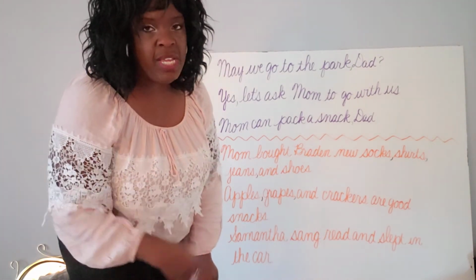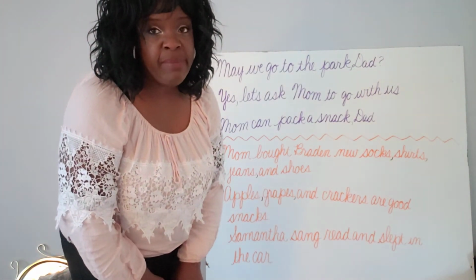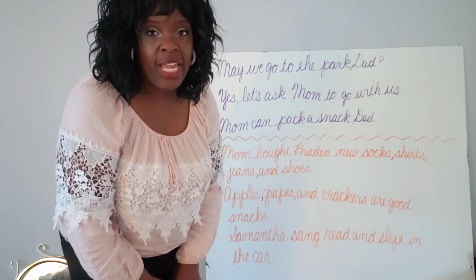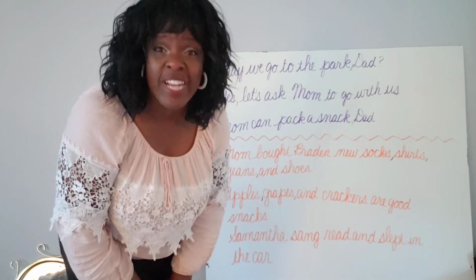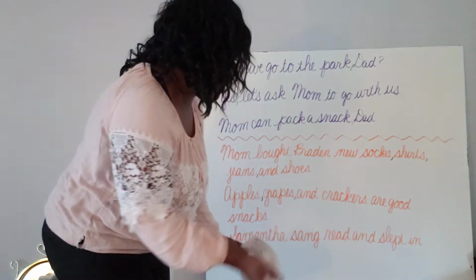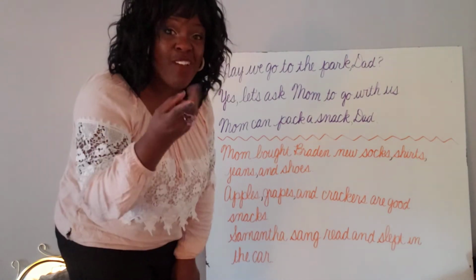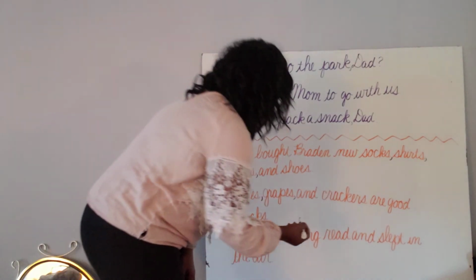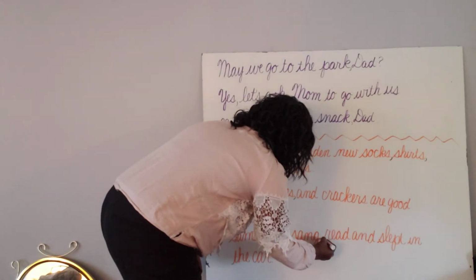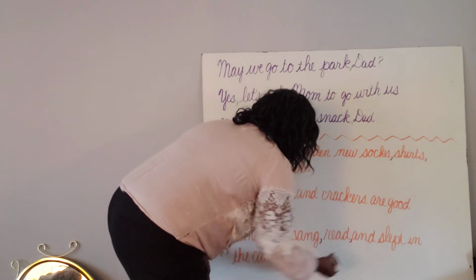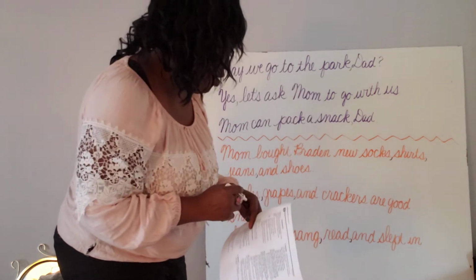But do we need to say, Samantha read in the car, Samantha slept in the car, Samantha sang in the car? No, that would be the most boring story ever, most boring sentences ever. So we can just make it one sentence saying Samantha sang, read, and slept in the car. But we need to have something to separate those things that she did. She sang, comma. She read, comma, and she slept in the car.